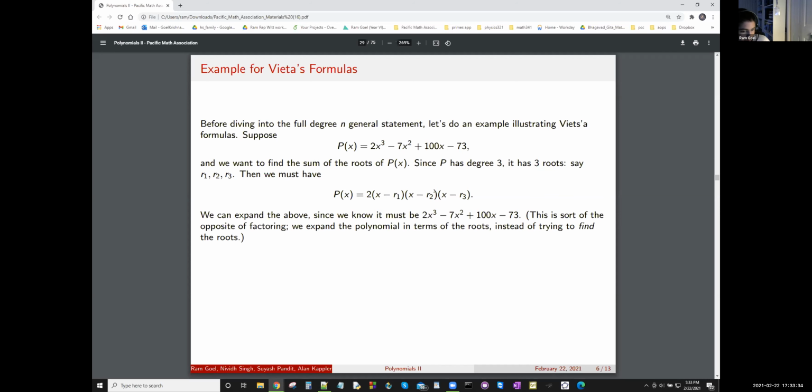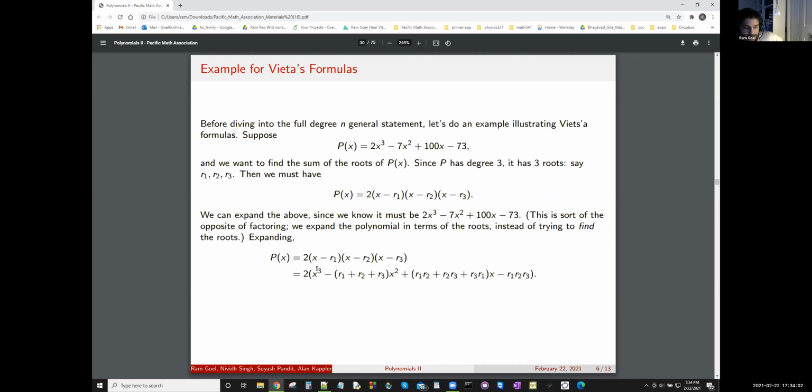Eventually, obviously keeping the 2 out, you're going to have x cubed. Again, this is purely expansion. There's nothing too tricky going on here. All I'm explaining is an efficient way to expand. If you expand this out, what you're going to get is x cubed minus r1 plus r2 plus r3 times x squared, plus r1 r2 plus r2 r3 plus r3 r1, which are all the combinations of 2 r's, times x, and then minus r1 r2 r3.